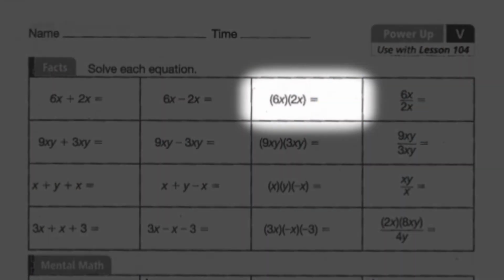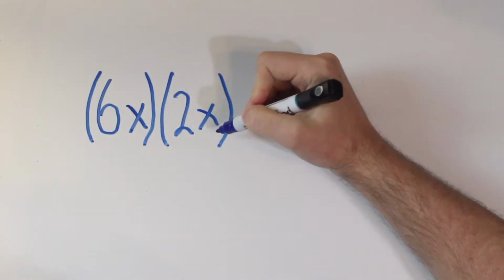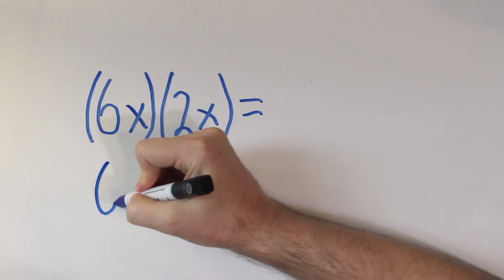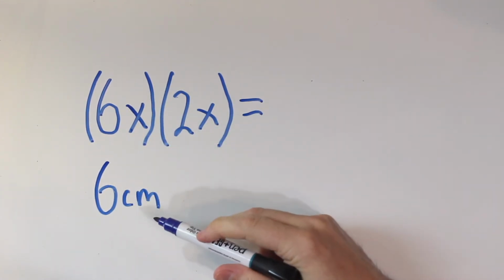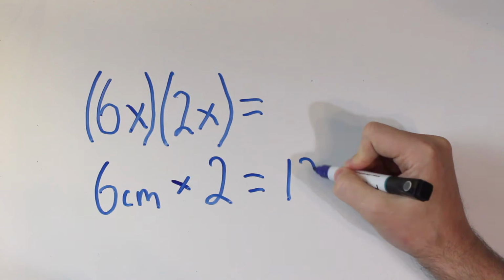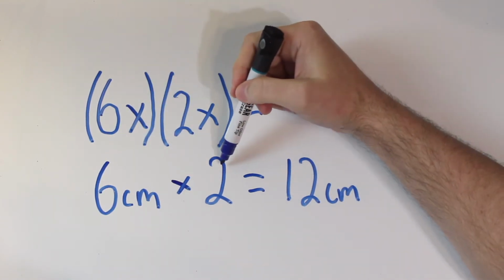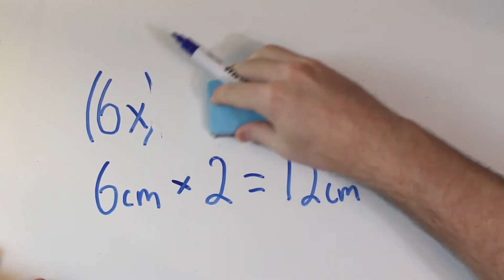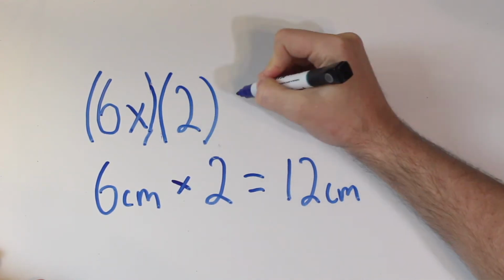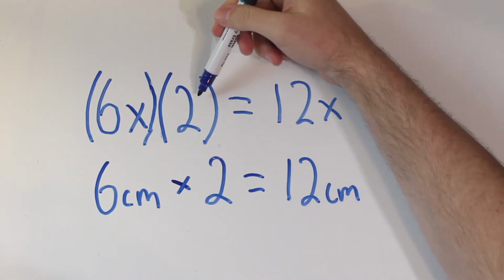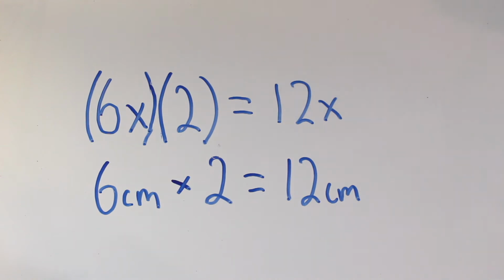Our next problem has 6x times 2x. For this kind of problem, it also helps to think concretely first. Let's imagine that x means centimeter this time. So I start with 6 centimeters. If I were to double my 6 centimeters, I would have 12 centimeters. So 6 centimeters times 2 would be 12 centimeters. That means that 6x times 2 would be 12x. But that's not what the problem says, is it? In the problem, we're not just multiplying by 2, which would mean doubling, we're multiplying by 2x.